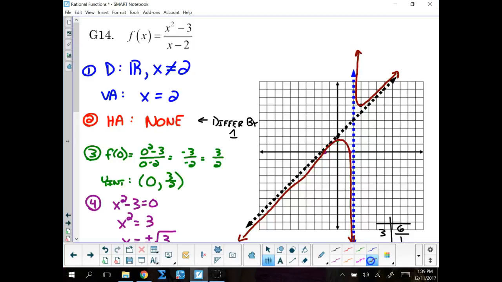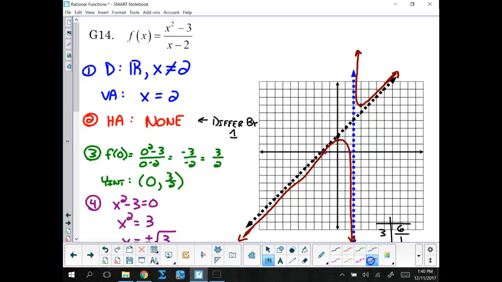Okay. Now, can I do end behavior for this graph? Yeah. So as x goes to positive infinity, where's my function going? It's going to positive infinity. It's shooting off up that way. Okay? So as x goes to positive infinity, my function's going to positive infinity. As x goes to negative infinity, it's going to negative infinity.